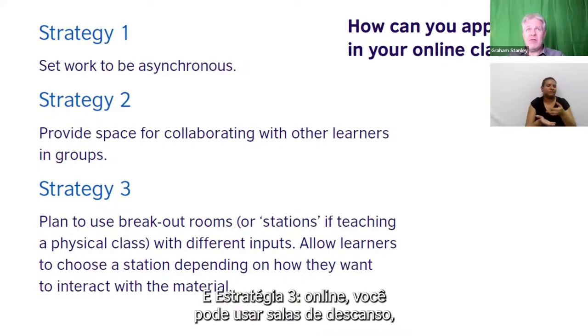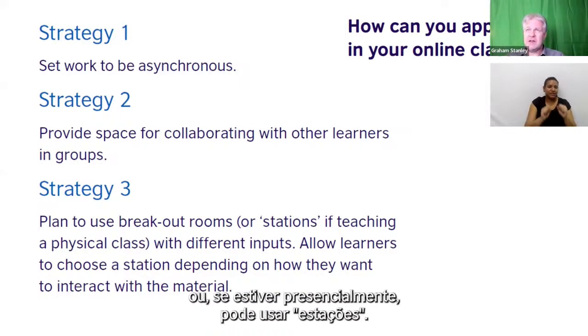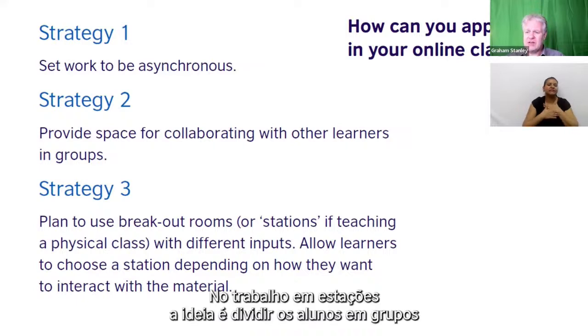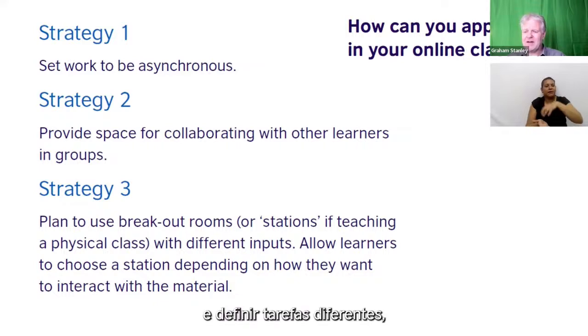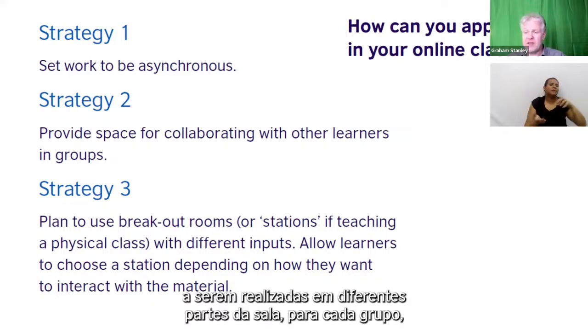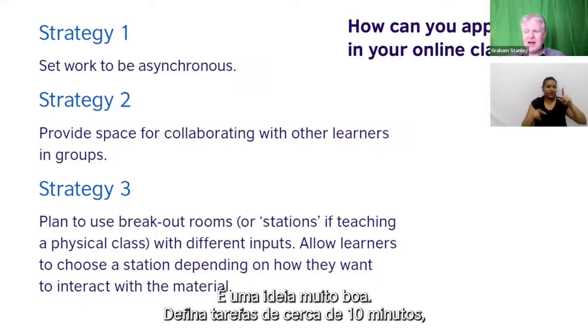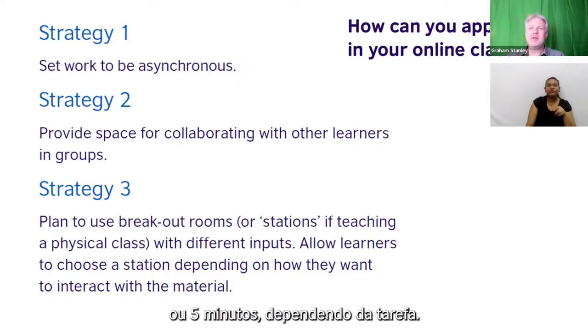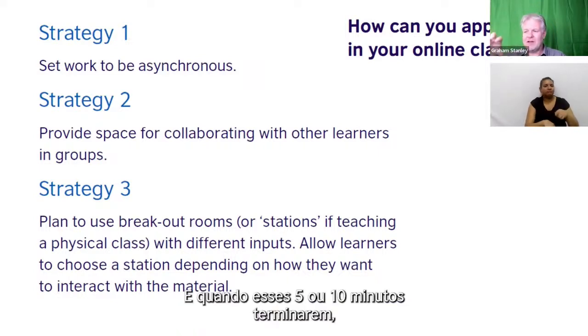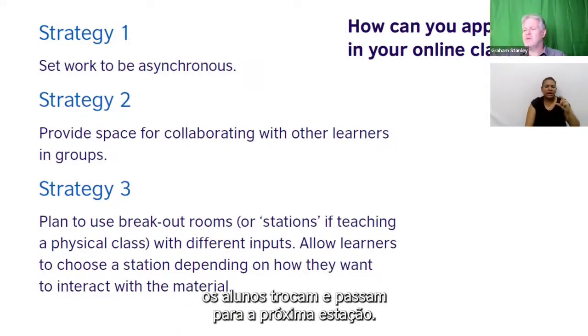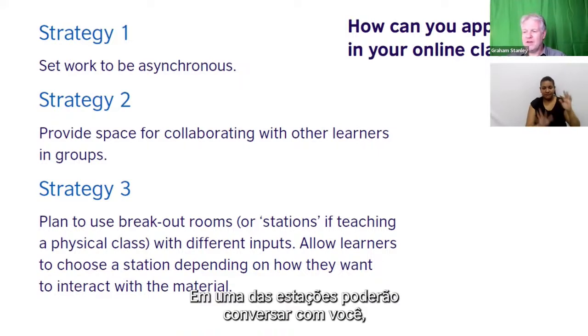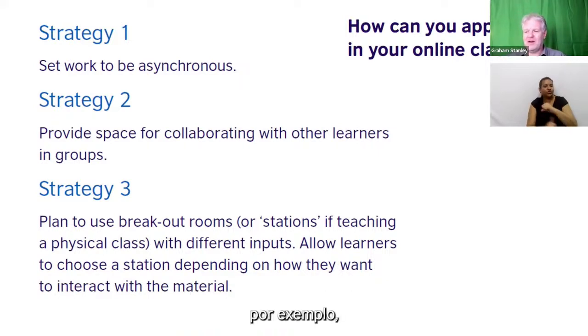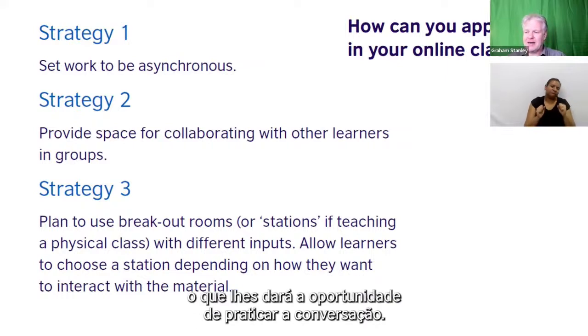And strategy 3, online, you can use breakout rooms, or if you're teaching a physical class, you can use stations. Now, station work is this idea of splitting students into groups and setting different tasks in different parts of the classroom. It's a very good idea. You can set 10 minutes per task or 5 minutes per task, depending on the task. And then once those 5 or 10 minutes are up, the students change and they move on to the next station. One of the stations could be talking to you, for example, which gives them an opportunity to practice their speaking.